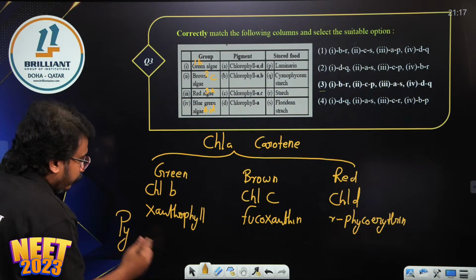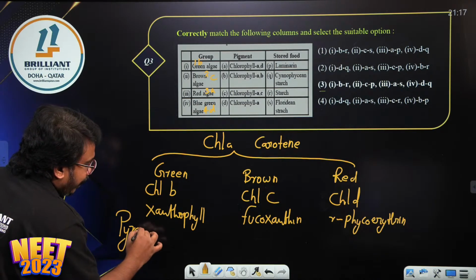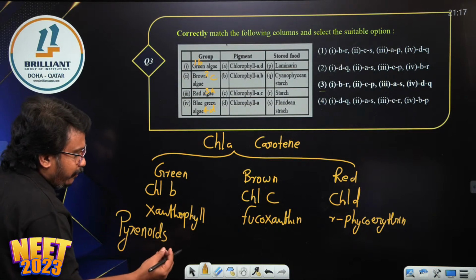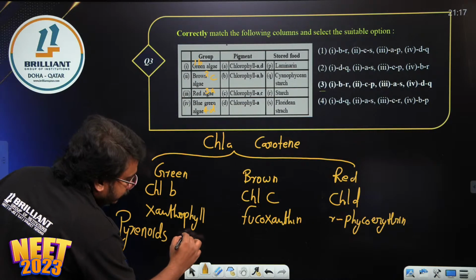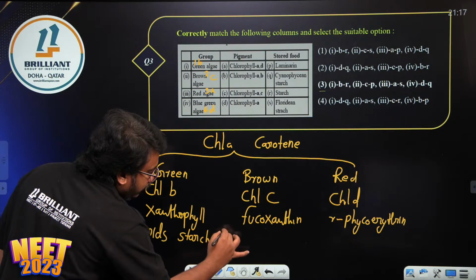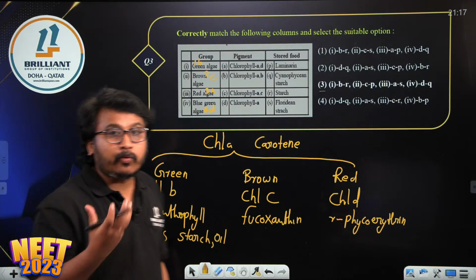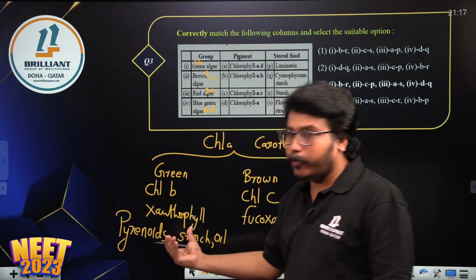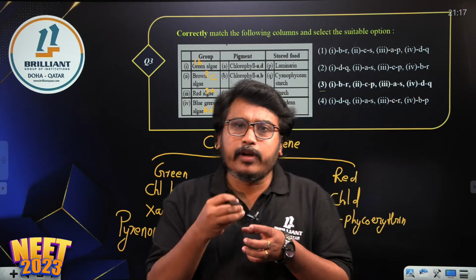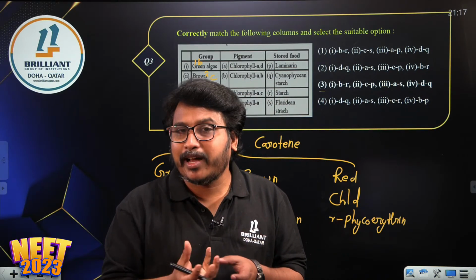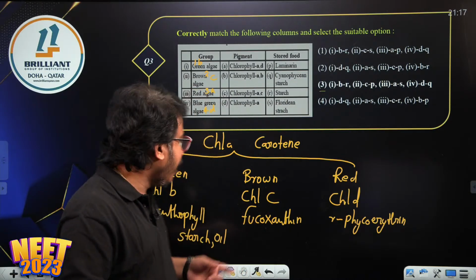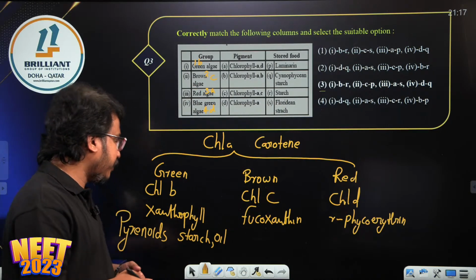In the chloroplast, the food is present in a structure called pyrenoids, that you should remember. In the pyrenoid itself, the food is stored as starch and oil. Even proteins are also present in the pyrenoids. So in the chloroplast of this green algae, you can see the food is stored in a structure called pyrenoids. Pyrenoids will be having starch beside protein, and some oil is also present.